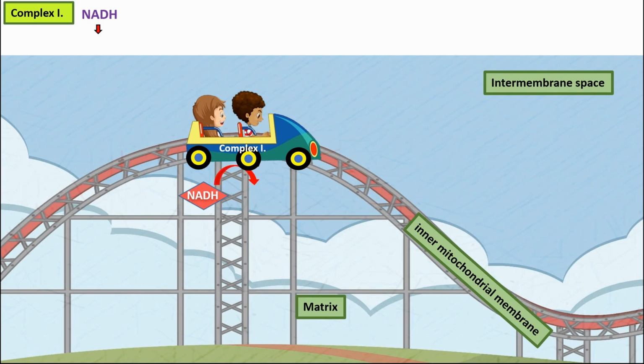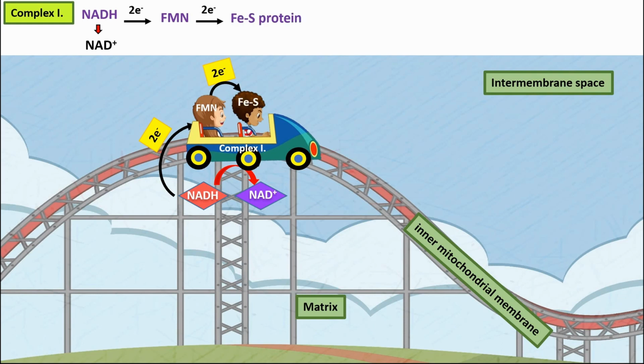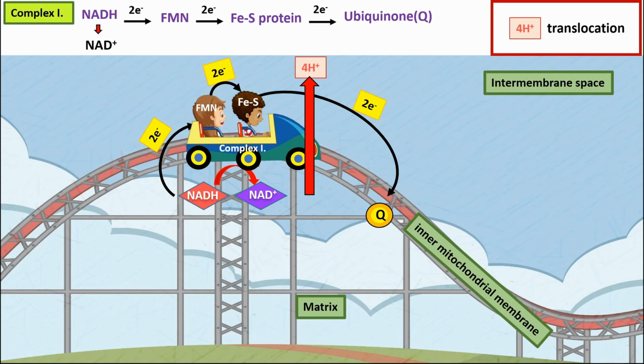Complex 1. NADH turns back into NAD+, transferring its 2 electrons to FMN within complex 1. FMN passes the electrons to an iron sulfur or FeS protein. FeS transfers the electrons to a small carrier called ubiquinone. 4 protons pass from the mitochondrial matrix to the intermembrane space, contributing to the electrochemical gradient.